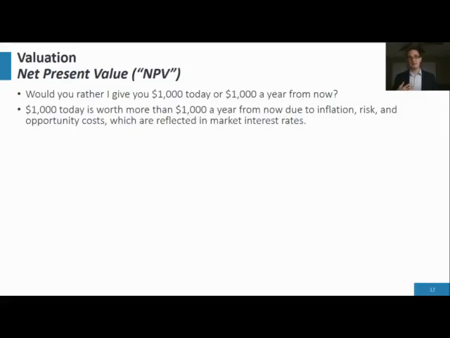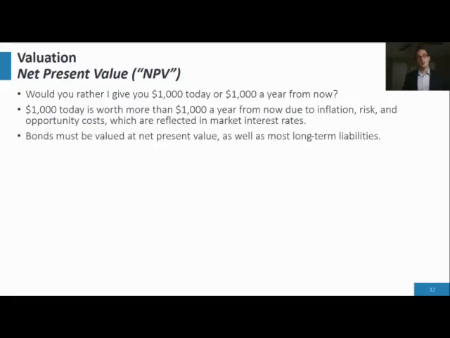Today, the money is worth more than a year from now. And this is due to inflation, risk, and opportunity costs, which are reflected in market interest rates. So if I give you $1,000 today, you could use that to invest in your education. You could use that to invest in bonds even, or in the stock market, or at the very least in a high interest savings account or money market account. And so that money today is worth more than $1,000 a year from now. So net present value, we are going to be using it to determine what I would pay today in order to receive that $1,000 a year from now.